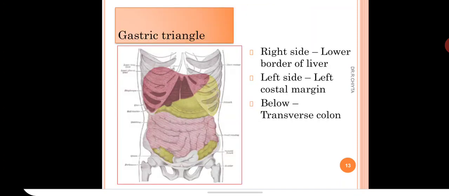So in this you can see the relations of the anterosuperior surface: right side, liver; left side, left costal margin; below, transverse colon. So in the intermediate part, which is not related with any viscera, the triangular part is coming in contact with the anterior abdominal wall. This will be called the gastric triangle. So the gastric triangle is an area of the stomach in contact with the anterior abdominal wall.